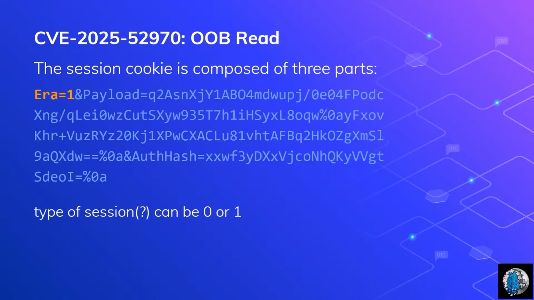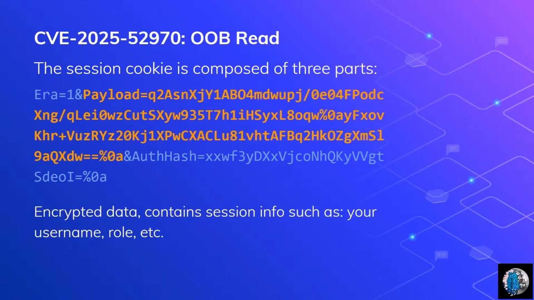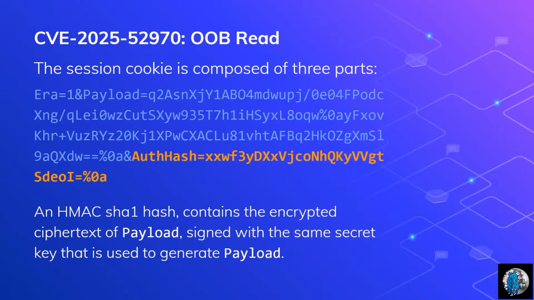The first part is called era. I don't know what it is, I don't care, but it can be 0 or 1. The second part is payload. This is encrypted data that contains session information, such as your username, role, and other general purpose metadata. The third part is called auth hash. The auth hash is an HMAC SHA-1 hash, which contains the encrypted ciphertext of payload, signed with the same secret key that was used to generate payload.